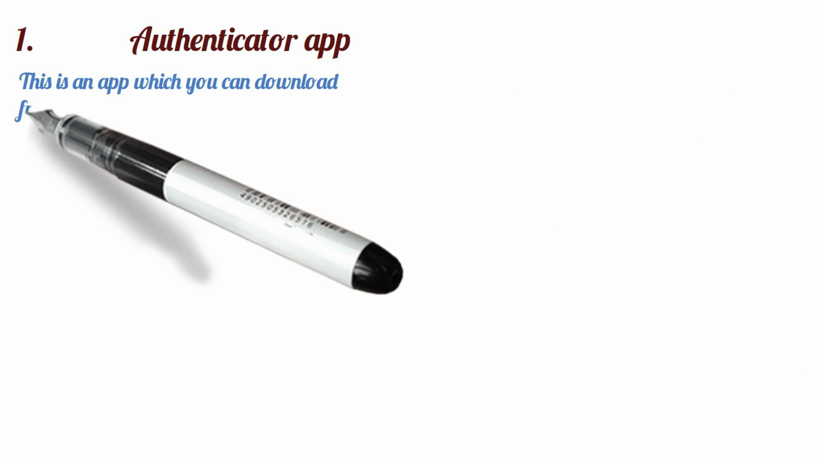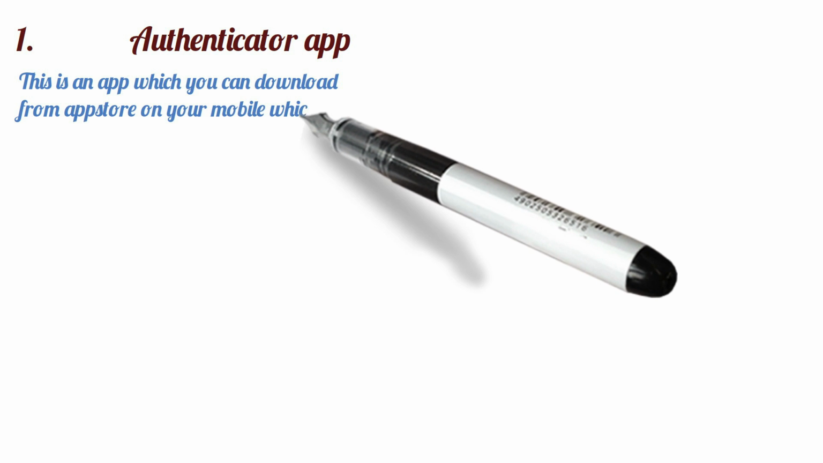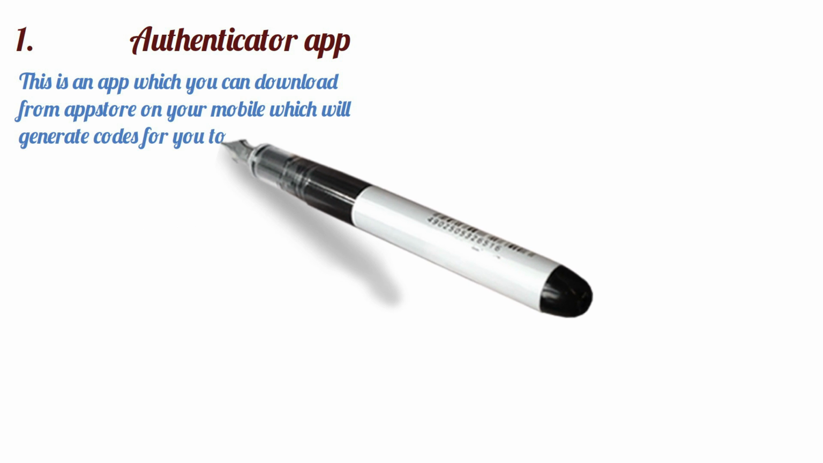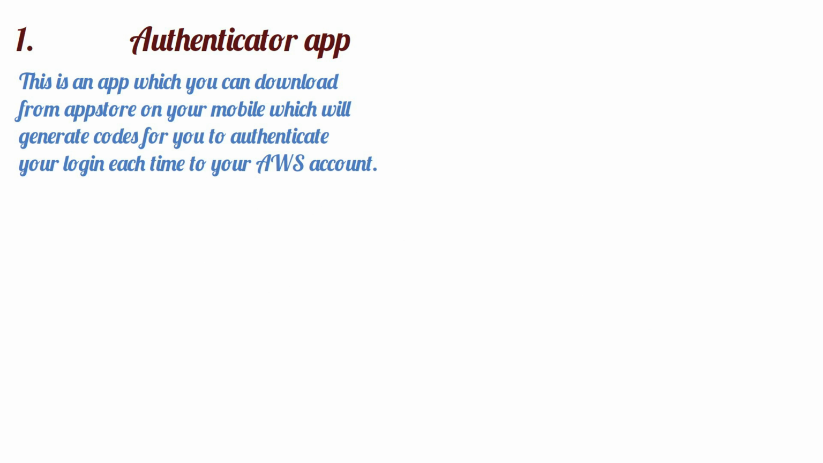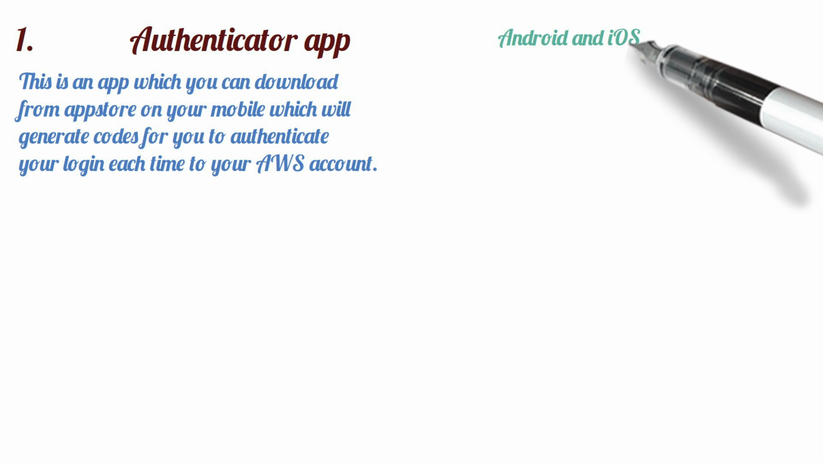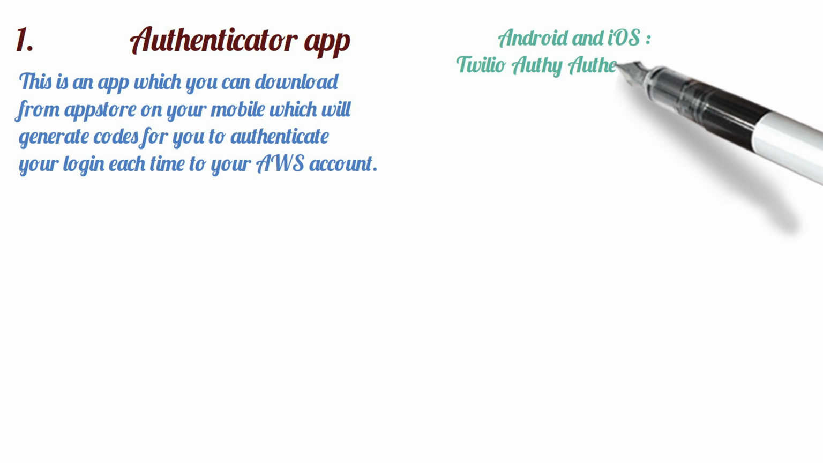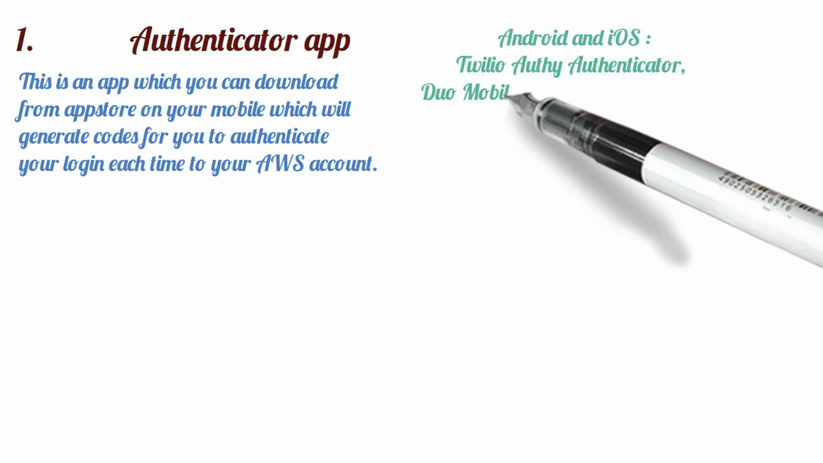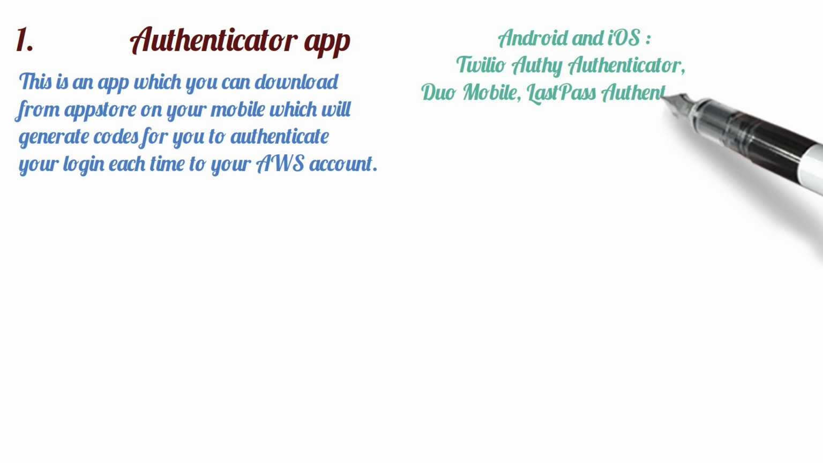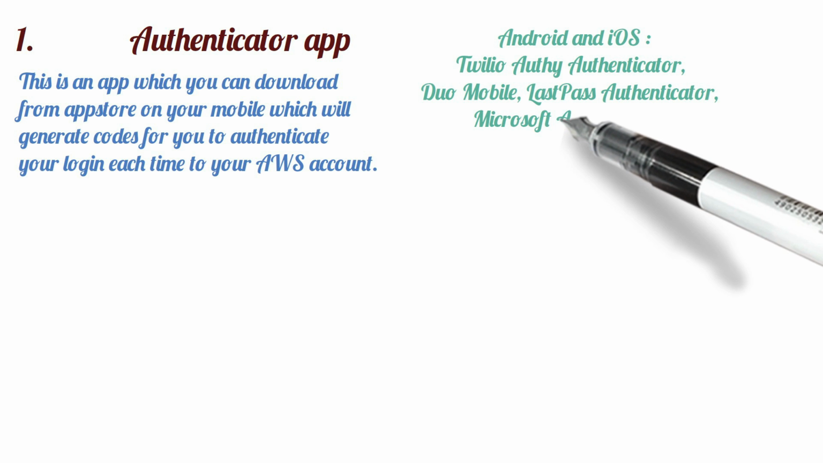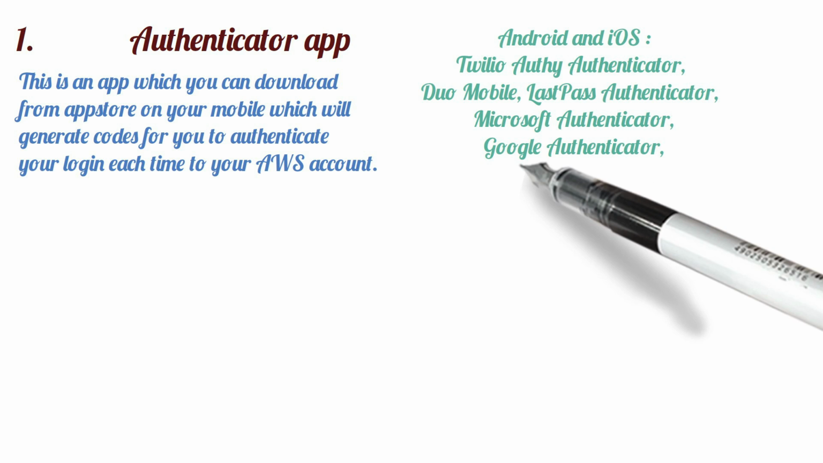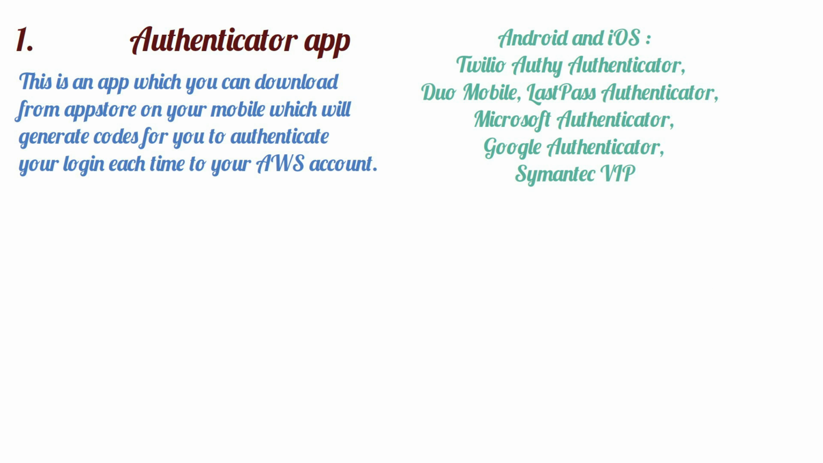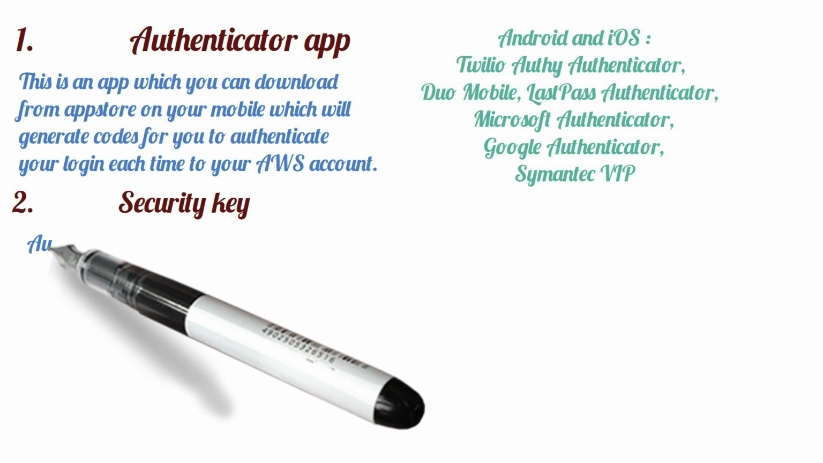Authenticator app. This is an app which you can download from the App Store on your mobile, which will generate codes for you to authenticate your login each time to your AWS account. The AWS recommended Android and iOS compatible authenticator apps are Authy Authenticator, Duo Mobile, LastPass Authenticator, Microsoft Authenticator, Google Authenticator, and Symantec VIP. You can use any one of them to authenticate your login.